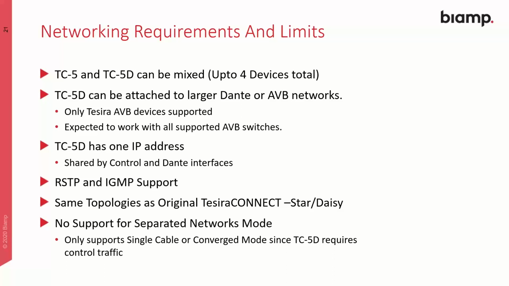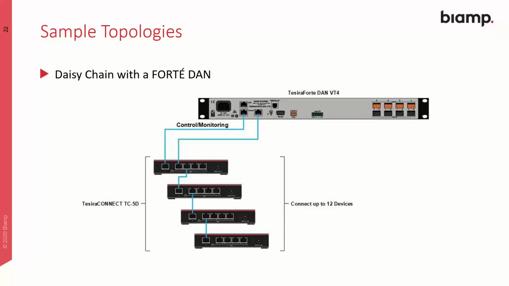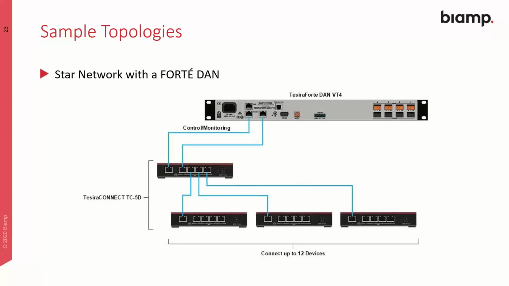Okay. So daisy chaining with a DAN Forte, you can have up to 4 units supporting 12 devices. And as you can see, we have both the Dante and control networks connected to this TC5D network. Same with the star network. You can support up to 4 units and 12 devices, and both control and Dante networks are connected.